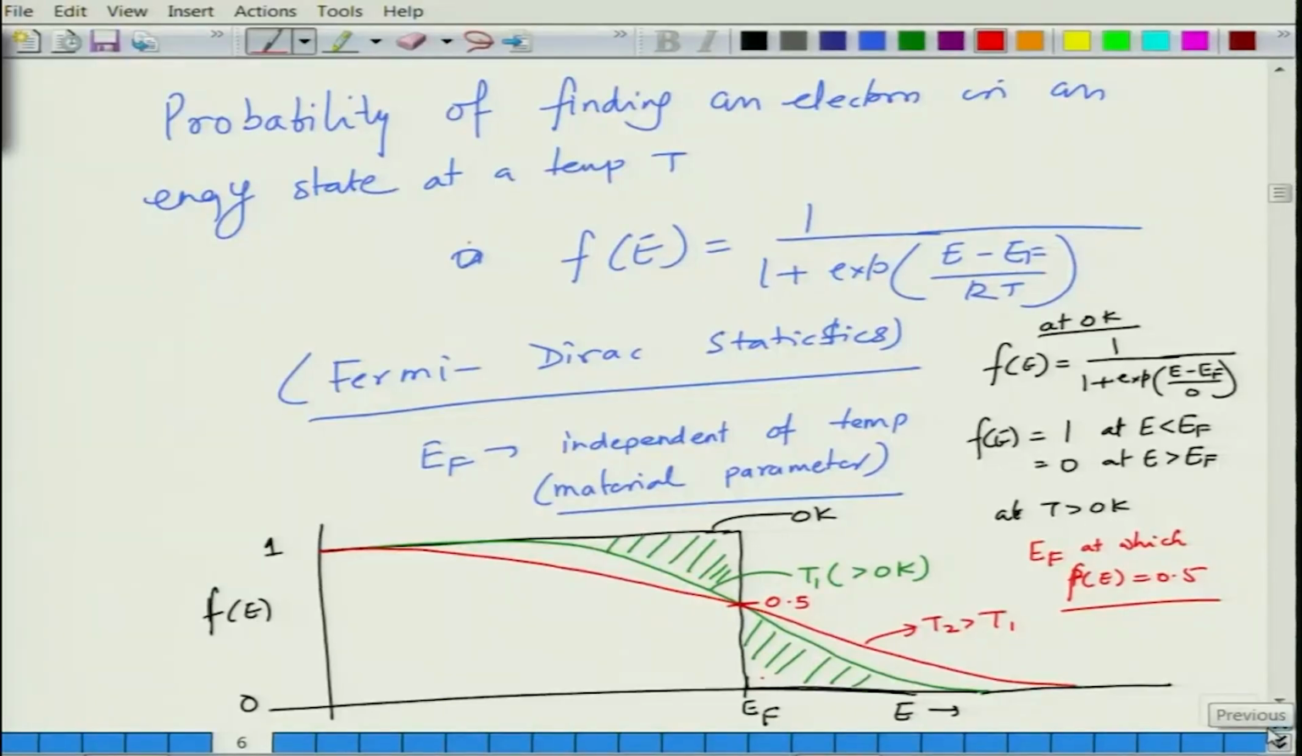So essentially what we are saying is that at 0 Kelvin the energy levels below Fermi energy are filled and above Fermi energy are all empty. As you increase the temperature, the electrons from the energy states just below EF get enough thermal energy to move to the energy levels just above EF. So not all electrons are moving, it is only those electrons in the vicinity of Fermi energy that are moving to higher energy levels.